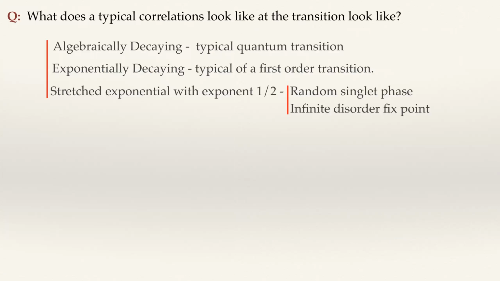What do the typical correlations look like at the transition? And I sort of telegraphed some answers. Maybe they decay algebraically, maybe they decay exponentially. That would be more what you might expect for first order. The thing that would be maybe most anticipated is maybe it's going to be a stretched exponential with an exponent of a half. Where did I pull that from? Well, Daniel Fisher and company has the seminal paper on the infinite disorder fixed point on random singlet phases. And if you look at a random singlet phase, if you look at the infinite disorder fixed point, that is what is expected of the correlations, that the typical correlation should be a stretched exponential with exponent of a half. So e to the minus r to the half.